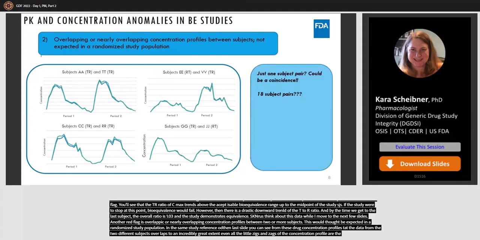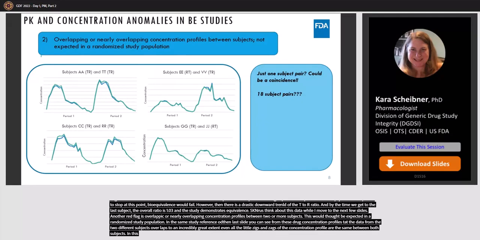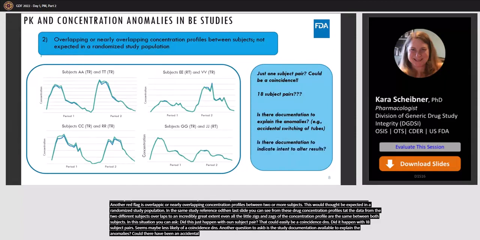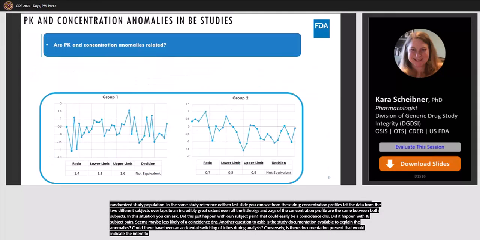And in this situation, you can ask, did this just happen with one subject pair? That could easily be a coincidence. Did it happen with 18 subject pairs? Seems maybe like a bit less of a coincidence. Another question to ask, is there study documentation available to explain the anomalies? Could there have been an accidental switching of tubes during analysis? Conversely, is there documentation present that would indicate the intent to alter results?